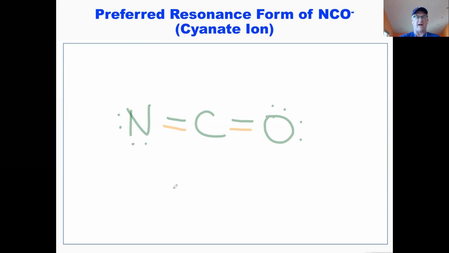How many does nitrogen actually have in this situation? It actually has 6. So the charge on nitrogen is -1. And what about carbon? How many valence electrons should carbon have? It should have 4. How many does it actually have in this situation?